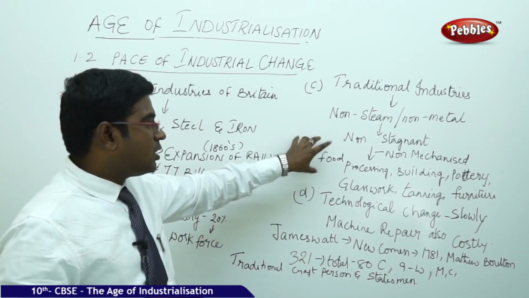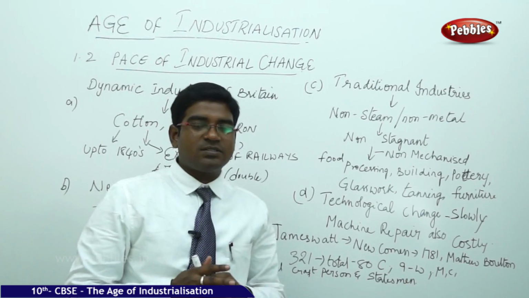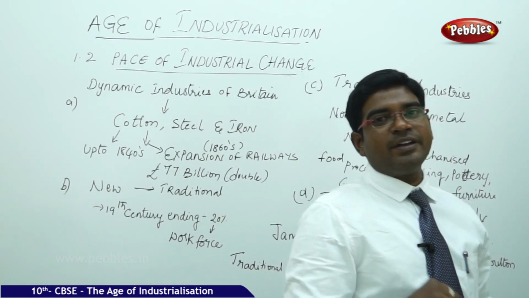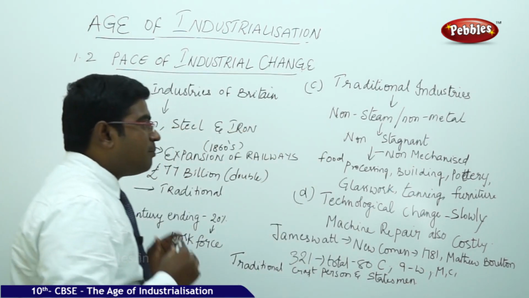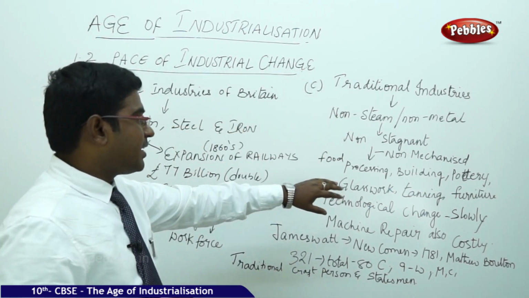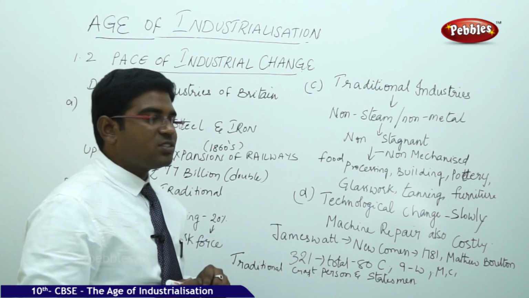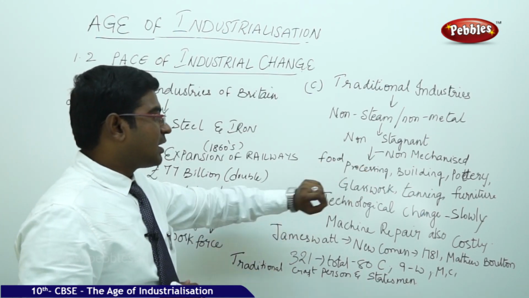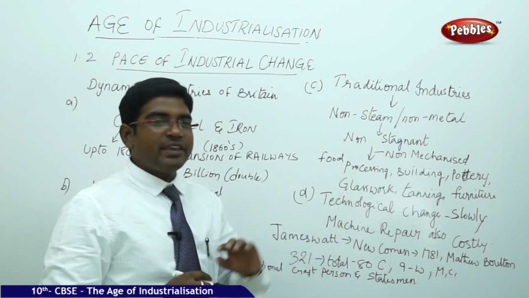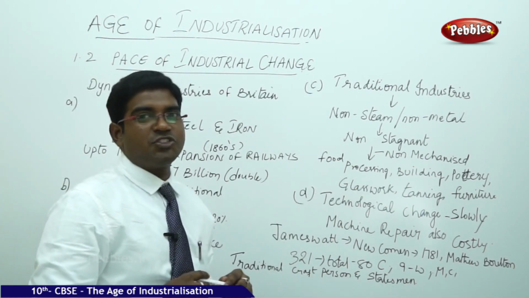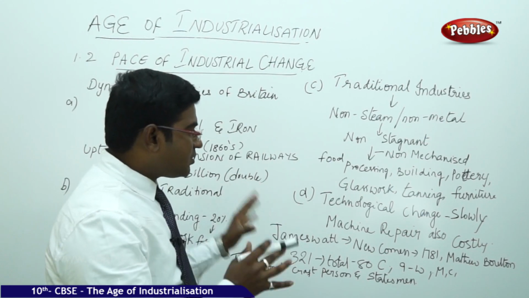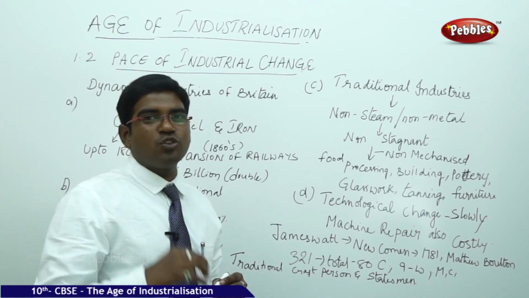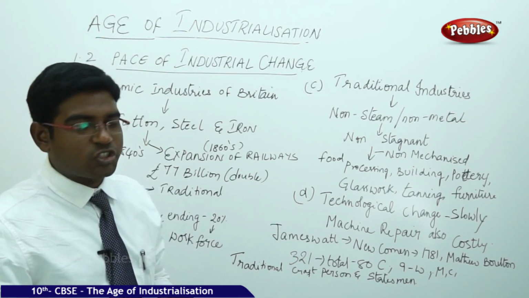As time passed, the non-mechanized industries, those not using machines, started to develop day by day. The non-mechanized industry categories are the food processing industry, the building sector, the pottery sector, the glasswork sector, tanning, and furniture. So all these industries started to grow day by day without the use of machinery on a very large scale.